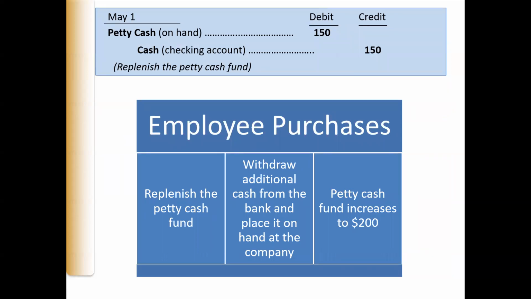To replenish the petty cash, we'll debit our petty cash and we credit our cash to add more. We take money out of the checking account to increase our petty cash again.